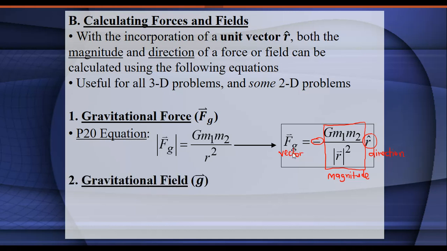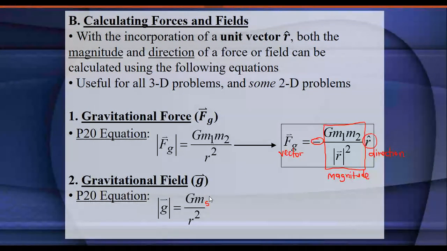Gravitational field, lowercase g, will be calculated by g is equal to capital G, M, divided by r squared. And usually in this equation, the M value is going to be, I'll say Ms for a source mass. So a source mass is typically a larger mass, so that could be like a planetary mass. So that just calculates the magnitude of it.